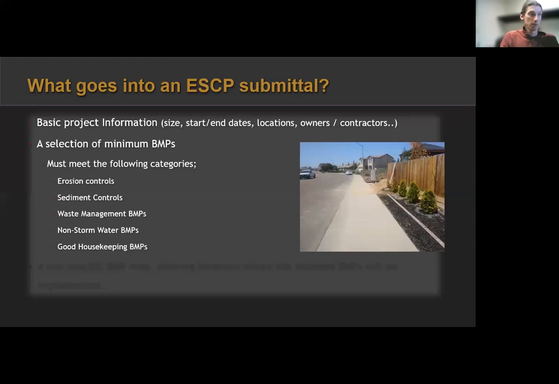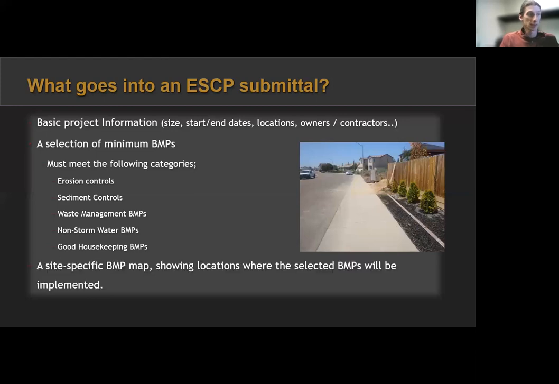And so the last thing that needs to be required, it's very important. It's probably one of the number one reasons I turn away a plan: you also need a site-specific BMP map showing locations where the selected BMPs are going to be implemented. And some other things that you need to be included are like access areas, staging areas, areas where the work is actually going to take place, and a vicinity map as well.